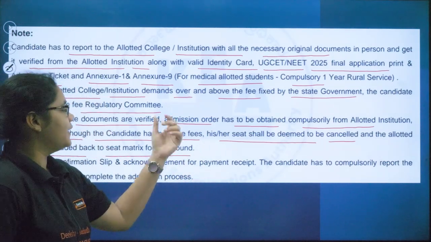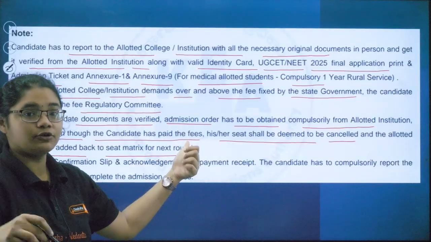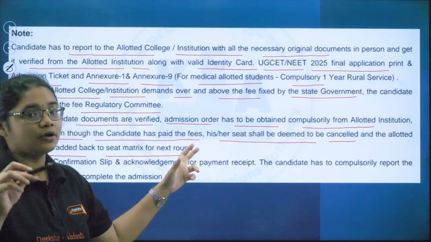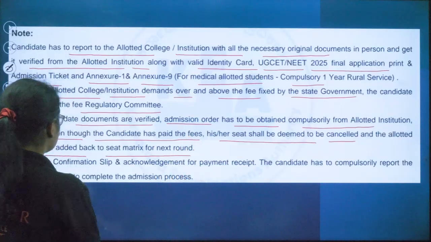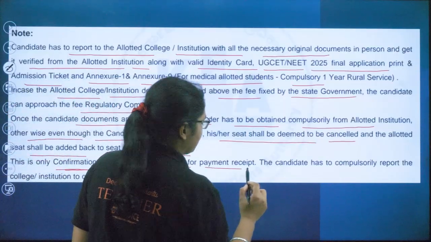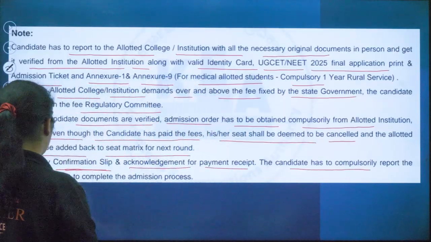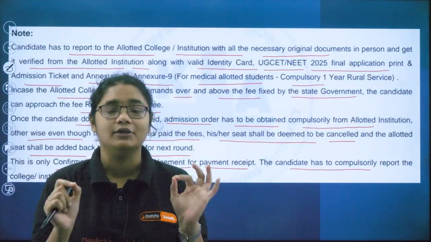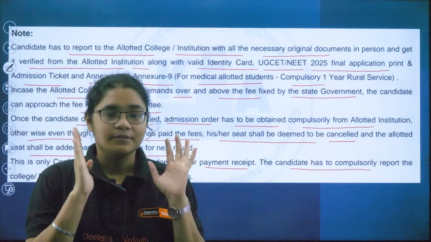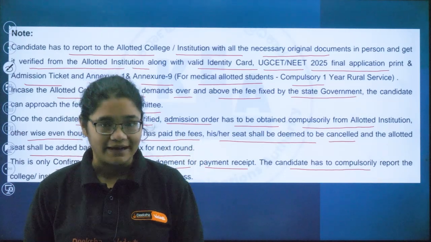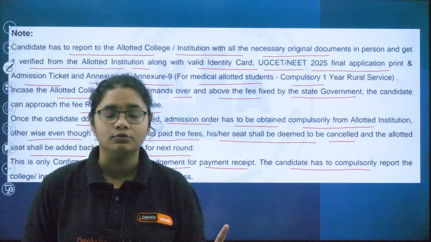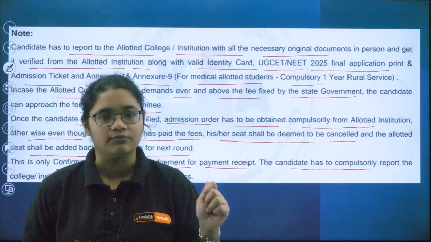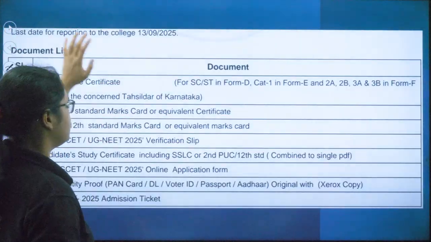So the admission order you will obtain from the college. After your documents are verified, you will get an admission order from the college. Next, this is only a confirmation slip and acknowledgement for payment received. The candidate has to compulsorily report to the college. If you just take the confirmation slip and you think that your admission is done, then you are wrong here. This is just an acknowledgement that the college is allotted to you and you have made the payment. You have to report to the college and make your admission there, and you have to receive an admission order from the college.